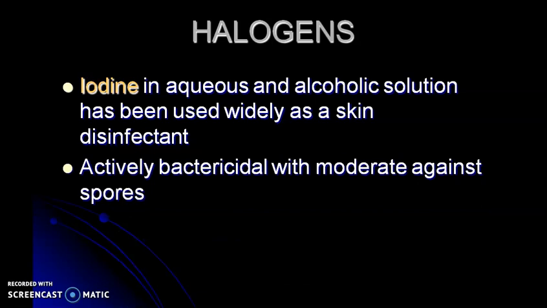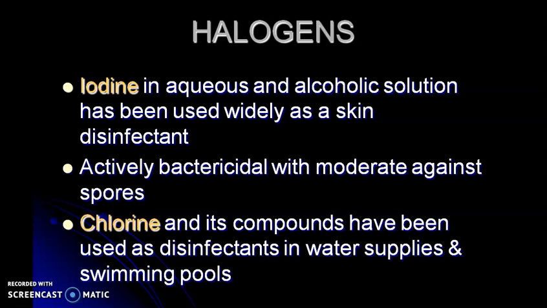The other one is halogens. In this, iodine is the main halogen that is used as a sterilizing agent, especially as a skin disinfectant. It's actively bactericidal, that is, it will kill the bacteria. Cidal means to kill. The other halogen that is being used is chlorine and its compounds. We know that it is frequently used in swimming pools and other water supplies.